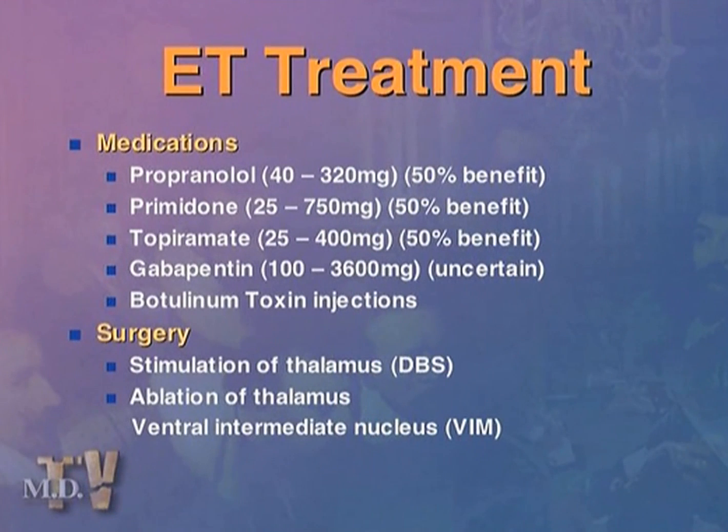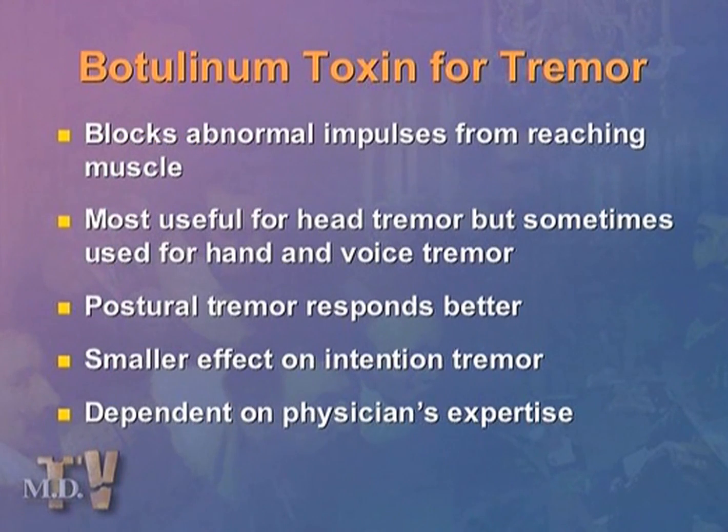But some of these drugs can be addicting. Gabapentin or Neurontin can be tried, but the clinical trials have shown it's probably not of much benefit. And then there's Botox. Botox can be injected in some of the muscles in the arm, and that can reduce the tremor, but it is oftentimes fraught with side effects such as weakness.